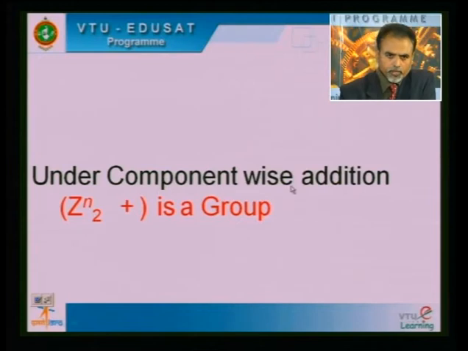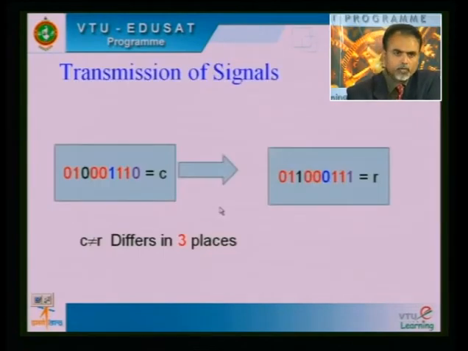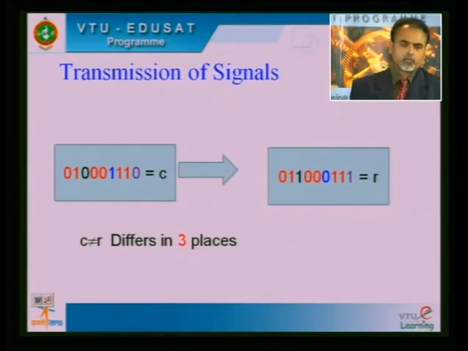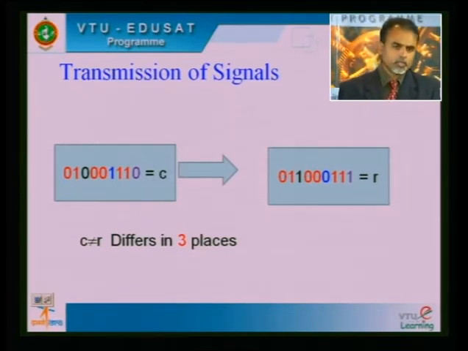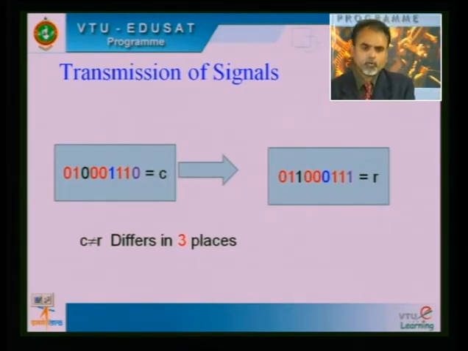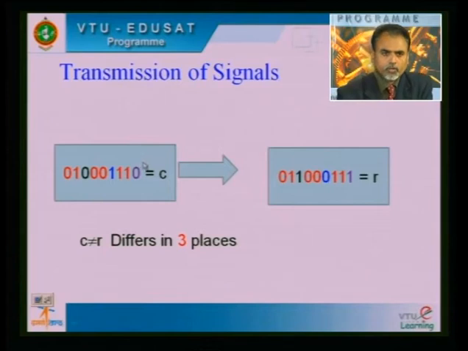under this component-wise addition, under modulo 2 addition, Z2 to the power n with this addition defined is a group structure. Having understood this, now we shall come to the important point. That is, we want to use this for signal processing, that is, transmission of signals. Naturally, whenever we transfer a signal from one place to another, from the transmission end to the receiver end, because of some disturbance usually called noise, we may not receive the correct signal.